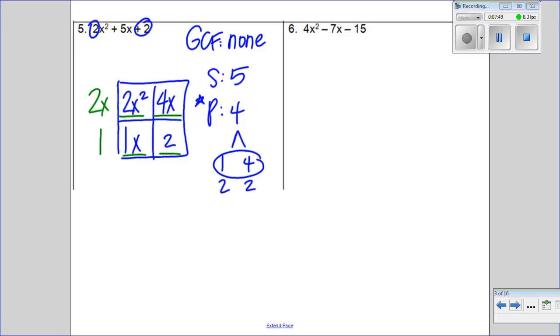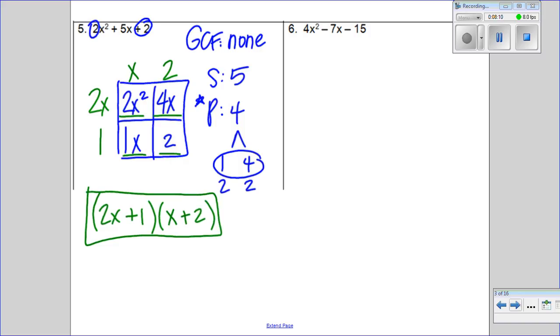Then, what do I have to multiply 2x by to get 2x squared? Just an x. 2x times what is going to give me 4x? A 2. So I'm going to bring those down. 2x plus 1 times x plus 2. And if you filled out your box with these switched or reversed, it does not matter. You'll still get the same factors.